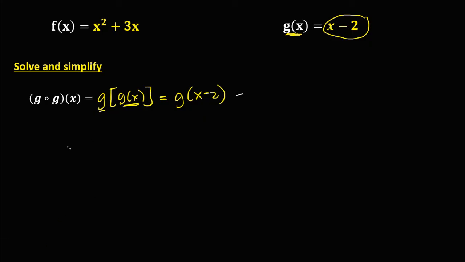Then to solve this equation, from g of x, x is x minus 2, so we have x minus 2, then minus 2. So simplify. We have x, and this negative 2 and negative 2 is negative 4. Therefore, g of g of x is equal to x minus 4.